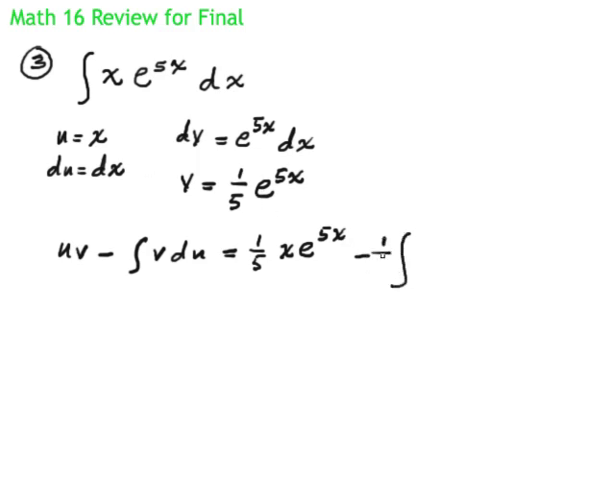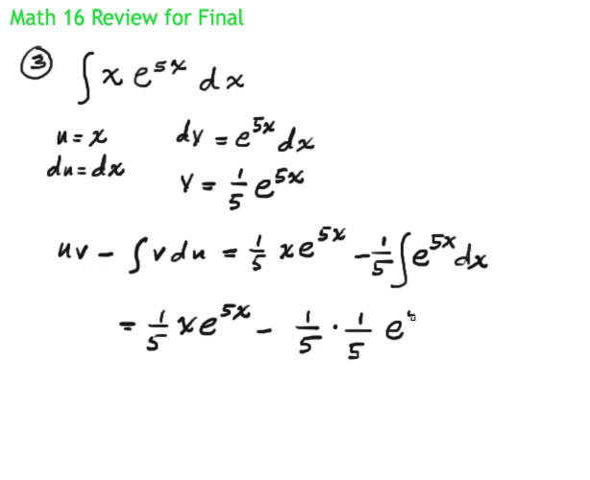Okay, I'll put the 1/5 on the outside. e to the 5x dx. All right, so that's 1/5 x e to the 5x minus 1/5. And now this integral is 1/5 e to the 5x.